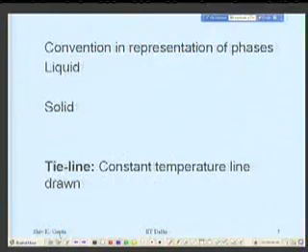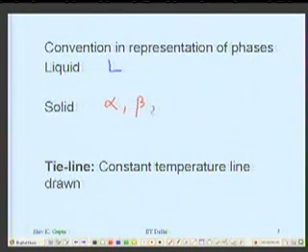Now, before we start making the diagram, we use a convention for writing phases. For liquids, we use capital L. For solids, we use Greek alphabets: alpha, beta, gamma. This is what we use. And we are not looking at systems where we have gases present. So we are looking at liquids and solids. The solid melts, I get liquid.